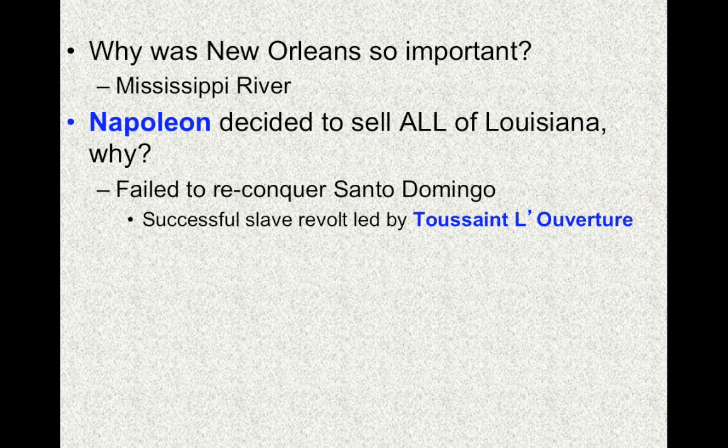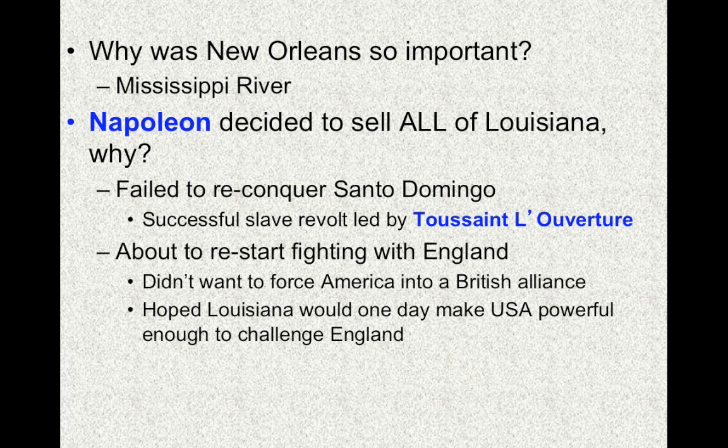Now, why does Napoleon do that? Well, first of all, he fails to reconquer Santo Domingo. There's a major slave revolt that took place, a successful slave revolt, led by Toussaint Louverture. I'm not going to try to say his first name because I mess it up every time. So Napoleon's forces get defeated there, mainly by disease. Yellow fever affects them, so his forces are not successful there. He loses that one.